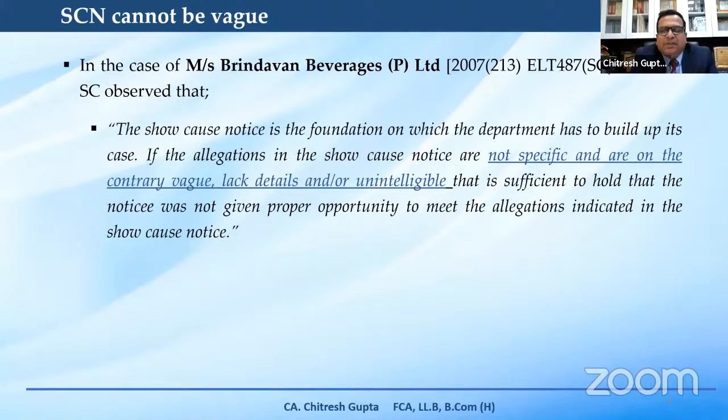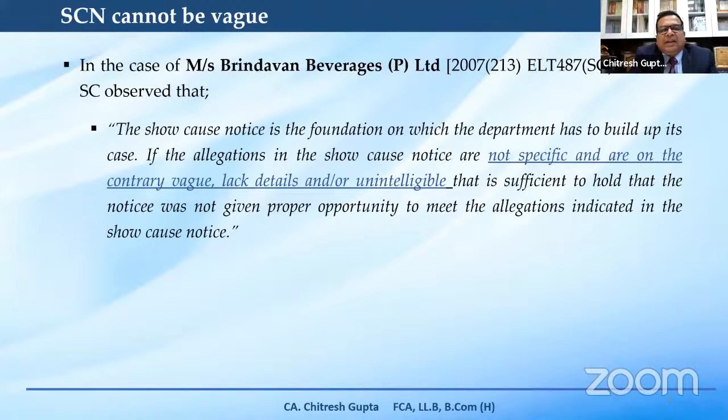There are various judgments pronounced by various courts under different laws, wherein it has been held that the show cause notice cannot be vague and it has to be clear. One of the landmark judgments in this is Brindavan Beverages Private Limited. In this judgment, the Honorable Supreme Court observed that the show cause notice is the foundation on which the department has to build up its case. If the allegations in the show cause notice are not specific and, on the contrary, are vague, lack details and are unintelligible, that is sufficient to hold that the noticee was not given proper opportunity to meet the allegation indicated in the show cause notice.